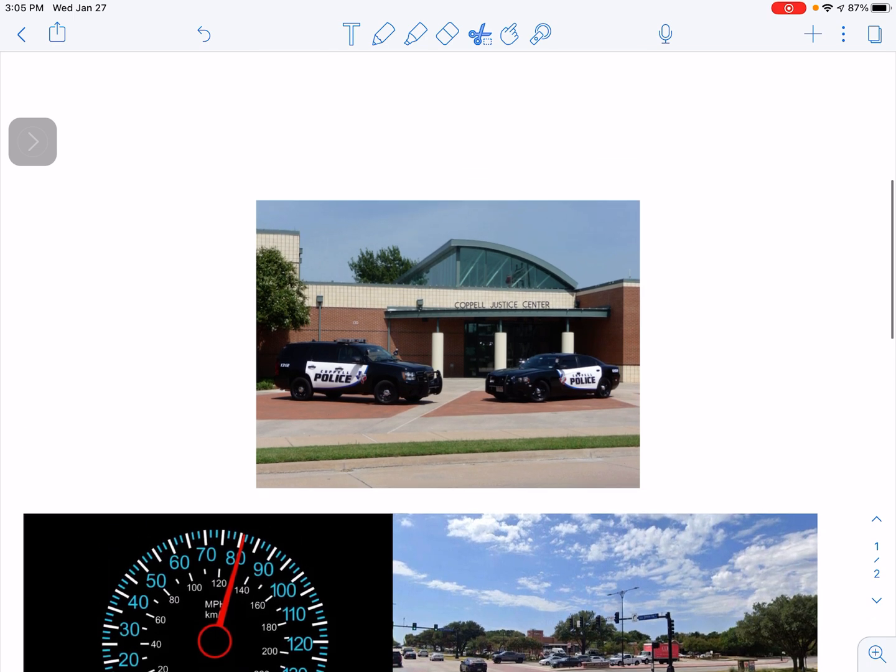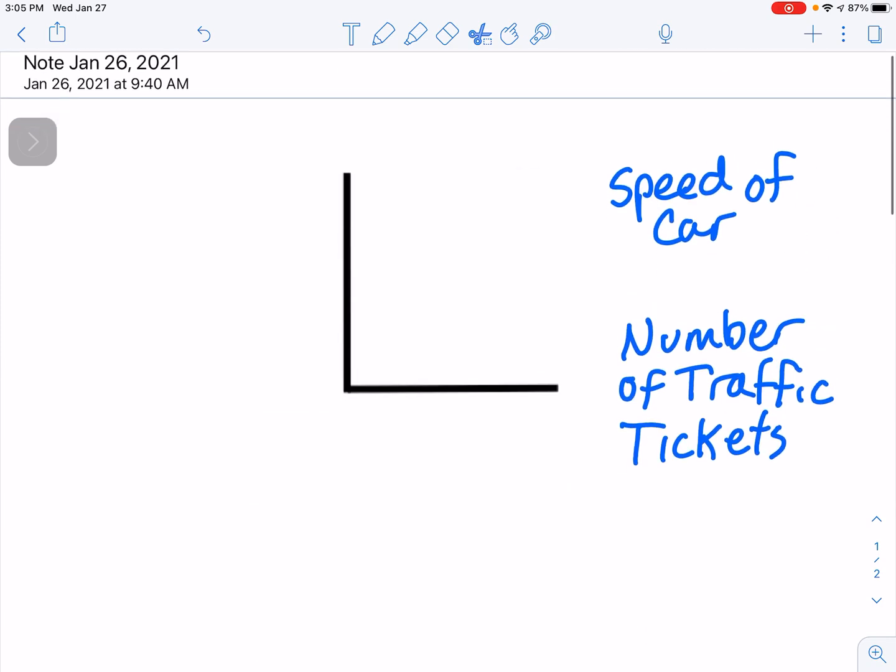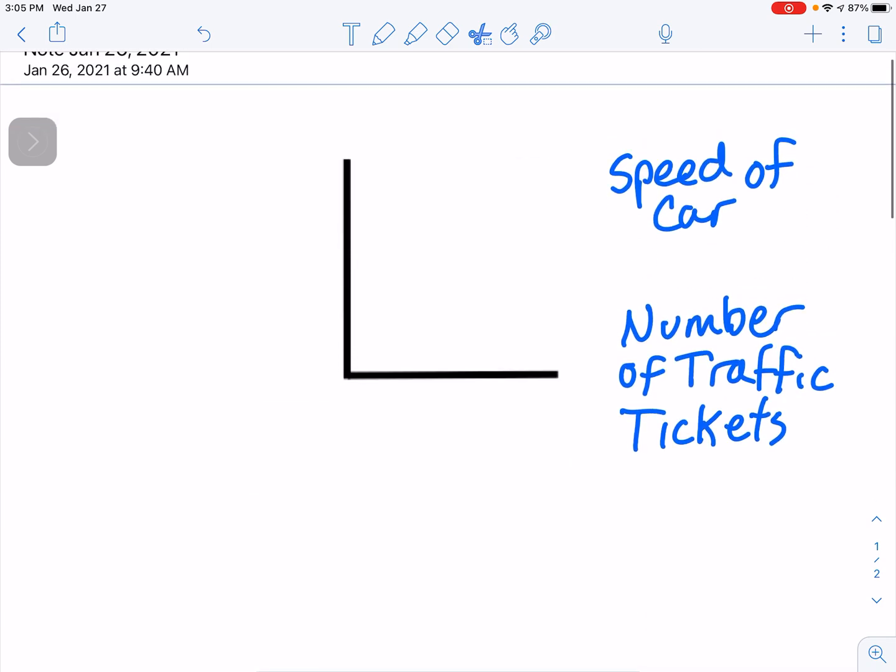But let's just take a look at how to set up a graph for such a thing. So we have two things that we're looking at. One is the speed of the car, and the other is the number of traffic tickets they get. So which of these is the independent and which of these is the dependent variable? So we're going to use our DRY MIX helper tool to figure out what's what.